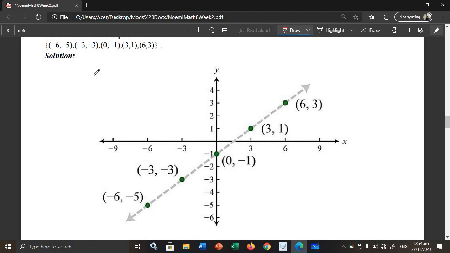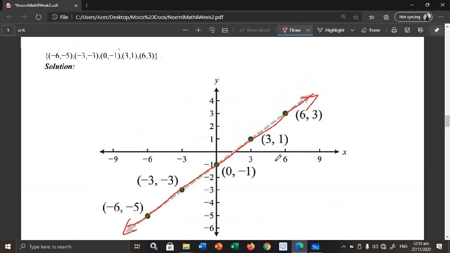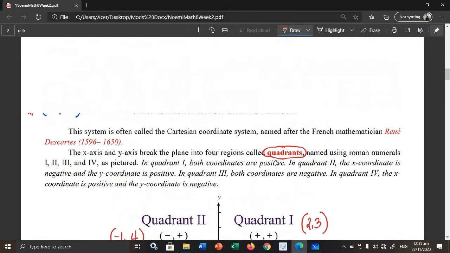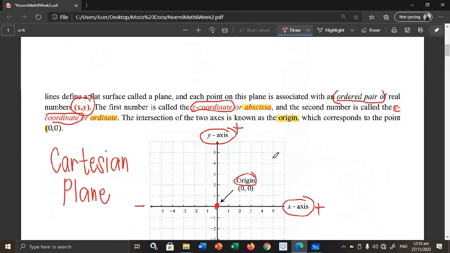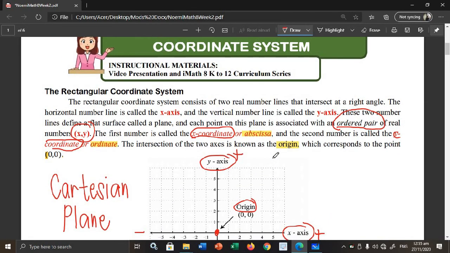Like this example. So, yan, pinlot niya yung set of ordered pairs. So, ayan, nakaplot, pinlot niya isa-isa, and then pinag-connect lang niya yung points. And then, she formed a straight line. So, that is all for today, no? That is the rectangular coordinate system.